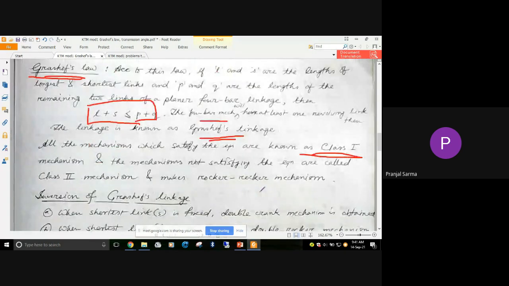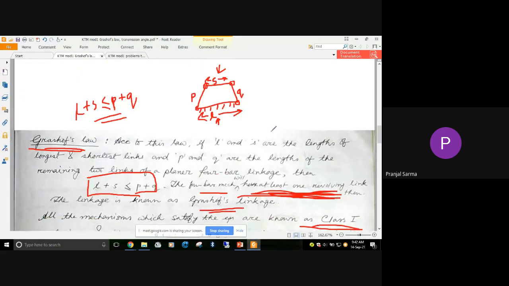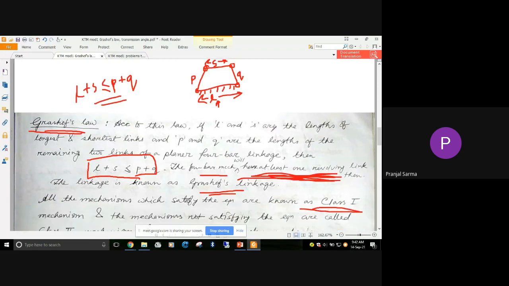And if it is not satisfying the equation, it will be known as class 2 mechanism, and it is going to form a rocker mechanism. So that means this particular link length relation gives rise to this particular situation. If L plus S is less than or equal to P plus Q, that four-bar mechanism will have at least one revolute link in them. That means at least one of the links will behave like a crank, with complete revolution, otherwise no.